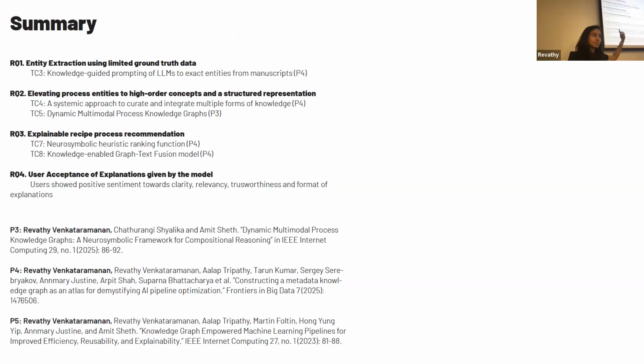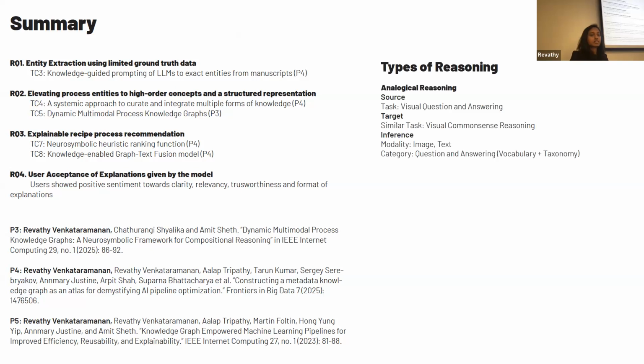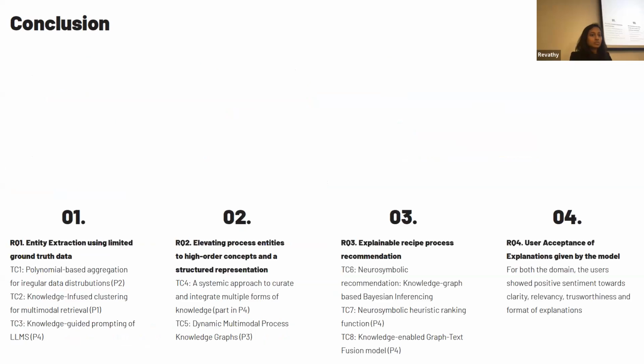To summarize, these were the technical contributions to each of the 4 questions, and these are the published papers. Currently, we are doing only one form of reasoning here, analogical reasoning, which is explaining why the recommended task or pipeline is relevant to what the user has asked for, drawing the similarities between the input and the output. To conclude, from both the domains, these were the 4 research questions we addressed. But if you look at it, these were basically step 1, step 2, step 3 to do the process recommendation.